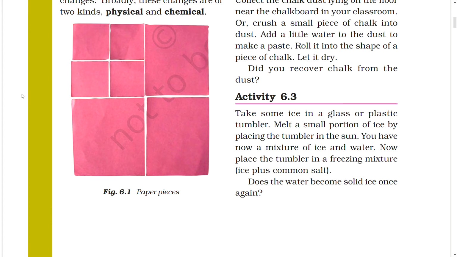Activity 6.3. Do this. Take some ice in a glass or plastic tumbler. Melt a small portion of ice by placing the tumbler in the sun. You have now a mixture of ice and water. Now place the tumbler in a freezing mixture, ice plus common salt. Does the water become solid ice once again?